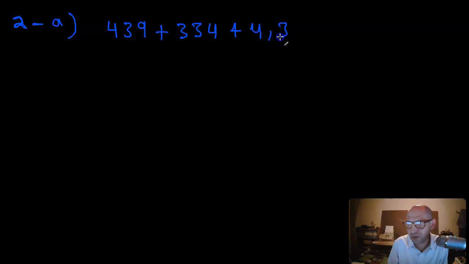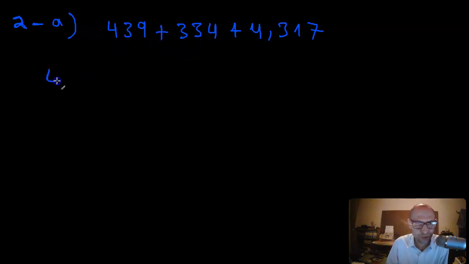When you have a number, for example, let's take the example of part A. The numbers that you have are 439 plus 334 plus 4,317, okay? These are the numbers that you have. So when you want to do this calculation, I can make the calculation as simple as possible by rounding to the largest place value that I have.